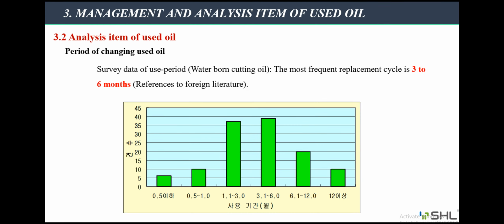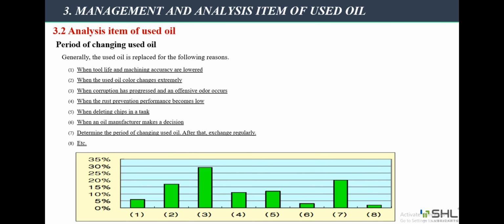Regarding the analysis of used oil, especially the time to change oil, the most frequent replacement cycle is from 3 to 6 months. In general, used oil is replaced for the following reasons. When tool life and machining accuracy are lowered, about 6%. When the used oil color changes extremely, about 17%. When corruption has progressed and an offensive odor occurs, about 30%.